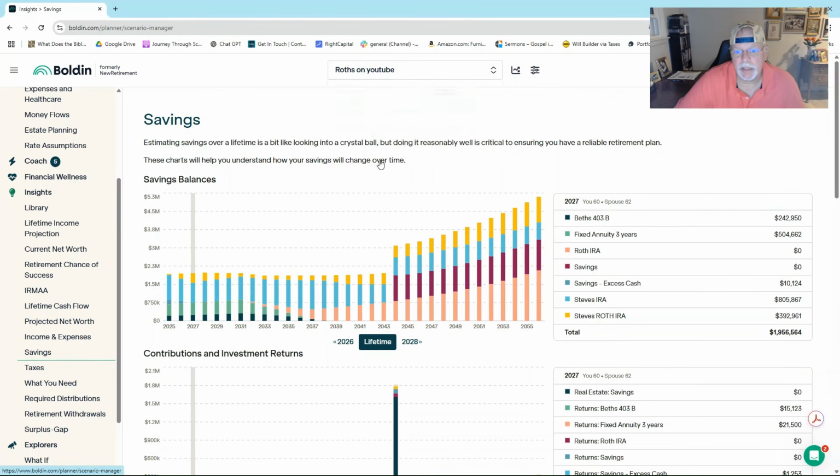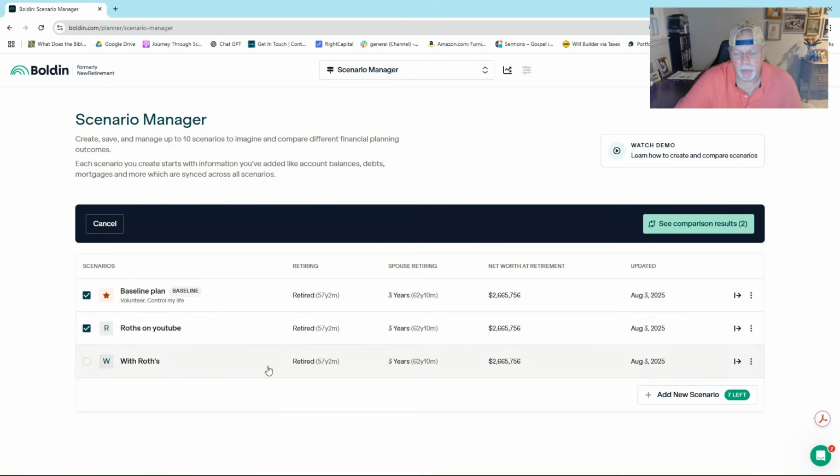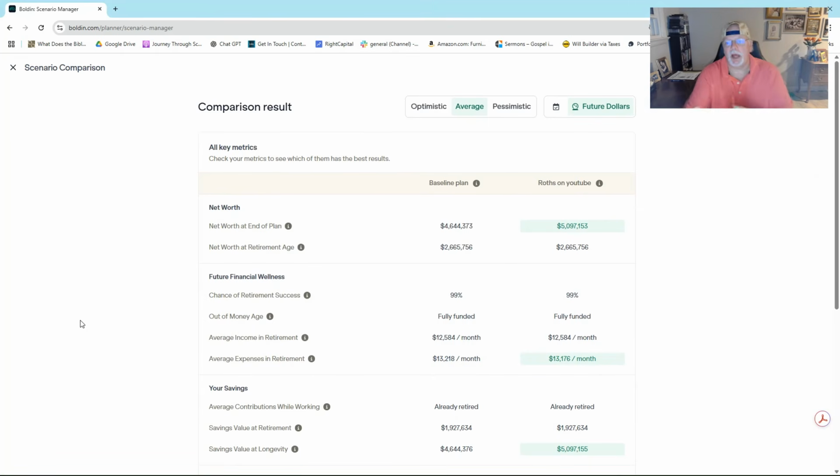Watch this. Anyone who's using Boldin knows this. If you go to Scenario Manager, this is going to show us, you can compare 2 plans. So I'm going to compare my baseline plan to my Roths on YouTube. And I'm going to say, I wonder if I can compare 3. Oh, look at that. But they should be the same. So if you look at this, now all of a sudden I can kind of look at it. Now, granted, it's kind of high level, but I can start comparing things without flipping back and forth. So what's my net worth at the end of the plan?